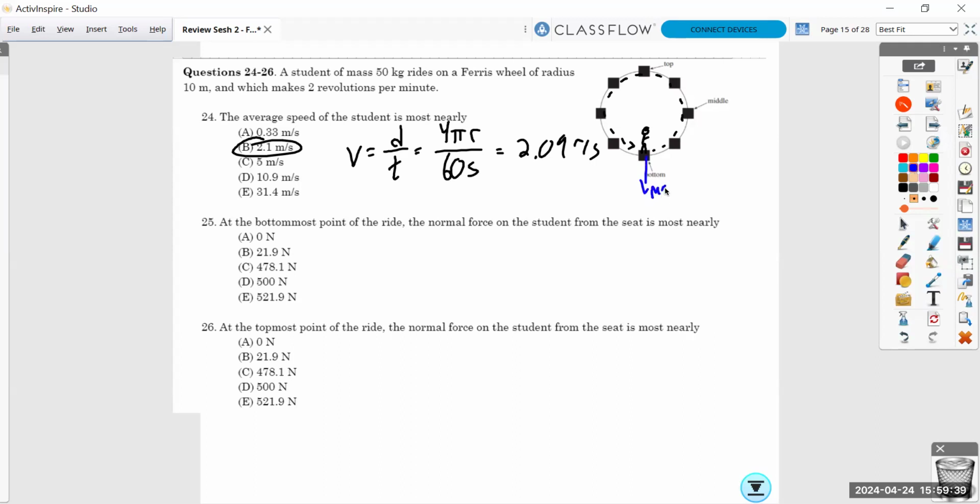Gravity, and the normal force on the butt. Now, you're correct. We do need a net force, that centripetal force, which is going to point in towards the center of the circle. So what I need is Fn minus mg.